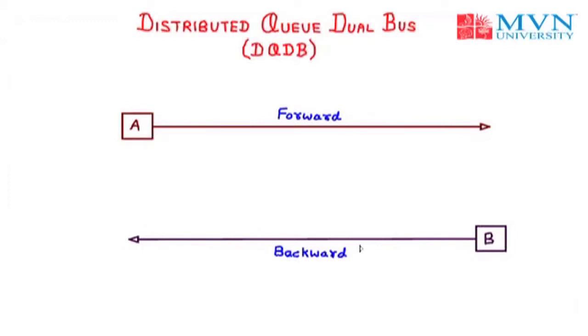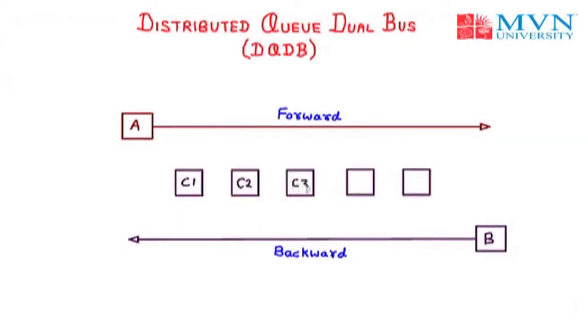So we will start with system number 1, and we are going to name the first system C1. Similarly, we have 4 more systems named C2, C3, C4 and C5. Now we have the two unidirectional buses. The bus A is unidirectional in the forward direction. Again we have bus B, which is unidirectional in the backward direction. The main tricky part in the DQDB is to connect these two unidirectional buses with the 5 computers.